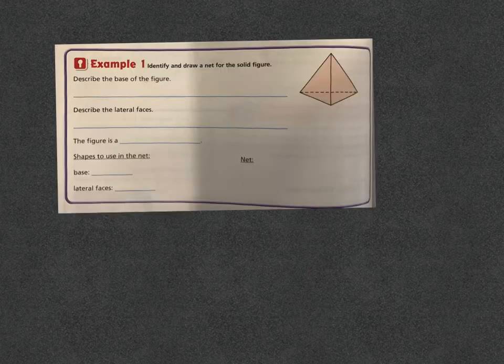Okay, so here I have a pyramid, and they want me to describe the base of the figure. I think of the base of the pyramid as the butt of it, the part that it's sitting on, and that's a triangle shape. So the base of the figure is triangular. Notice there's only one of those on a pyramid. Rectangular prisms had a base and the matching on the top, so the bottom and the top were matching. But on a pyramid, there's only one base.